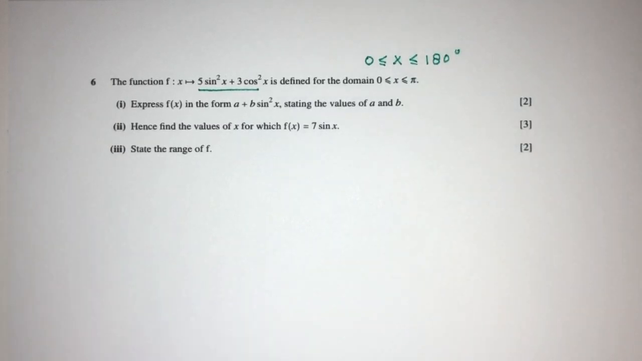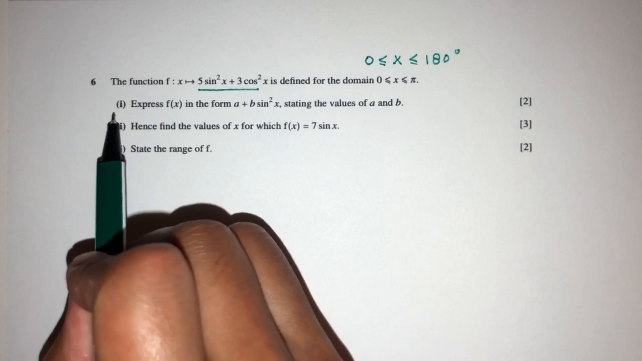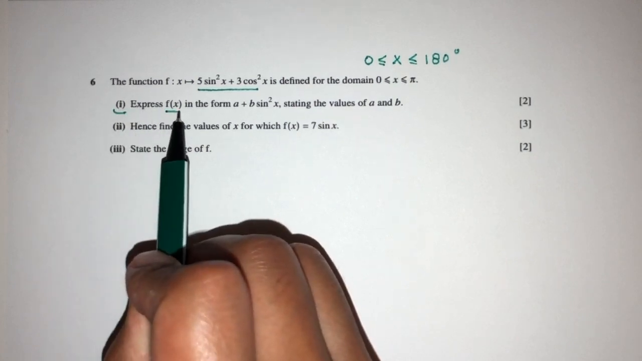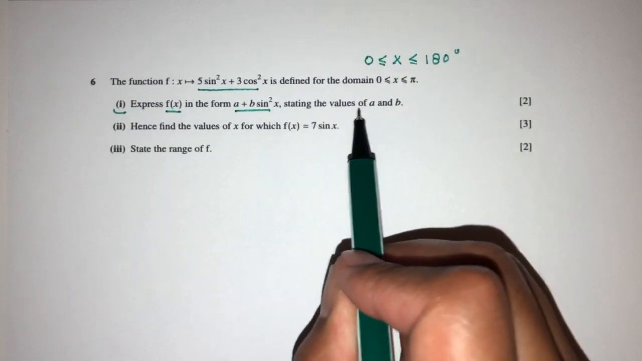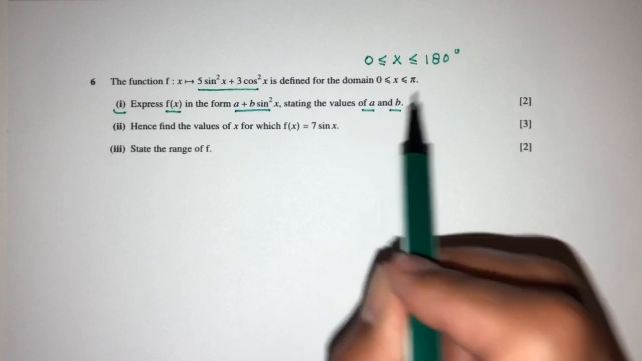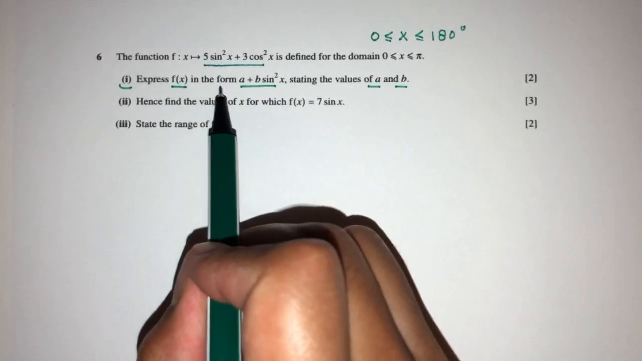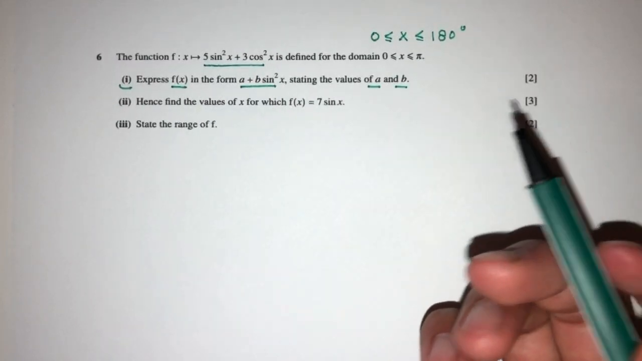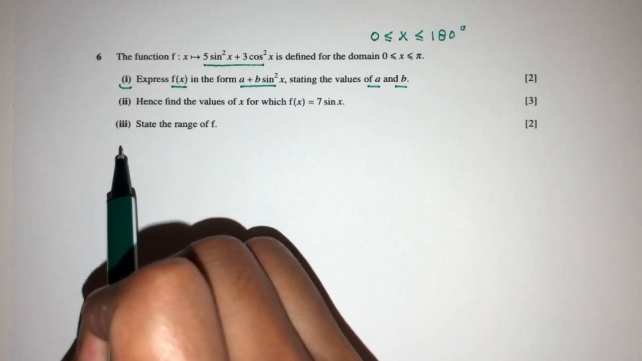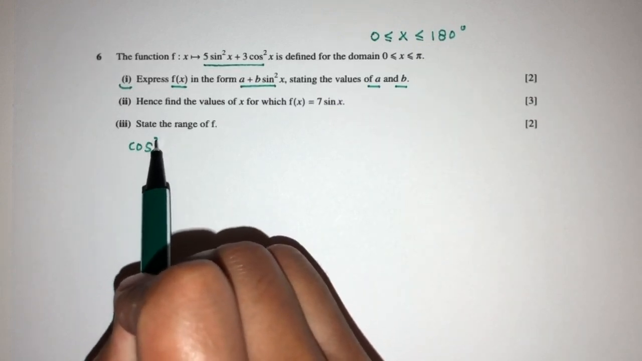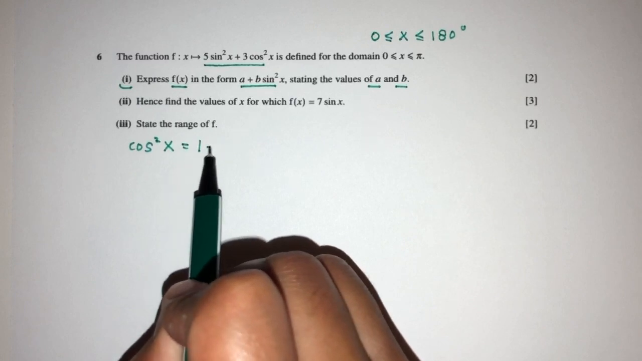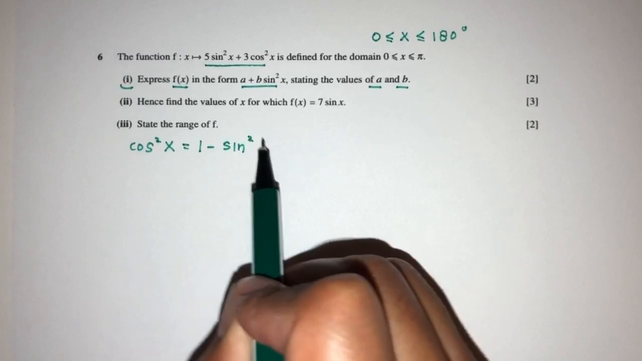Now it is up to you. You can always work with pi or degrees, and at the end you can revert back to radians for your answers. Now part 1, we have to express f of x in the form of this, stating the values of a and b. So pretty easy. Now as you can see, in this form we don't have any cos, so we have to change the cos into something else. Now we realize that cos squared x is also equal to 1 minus sin squared x.